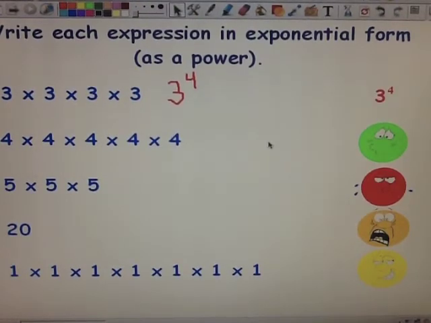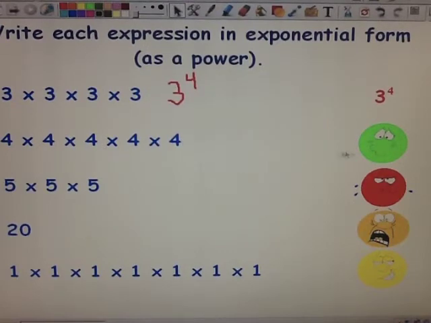3 to the 4th power. Our next example shows factors of 4. So our base, or our big number, would be a 4. And what would our power be? Well, how many 4s are there? 1, 2, 3, 4, 5. So writing in exponential form, it would read 4 to the 5th power.